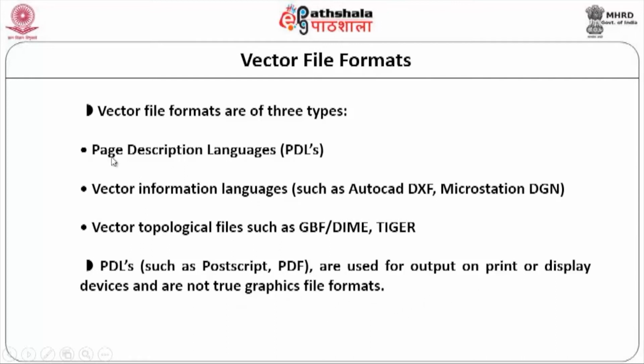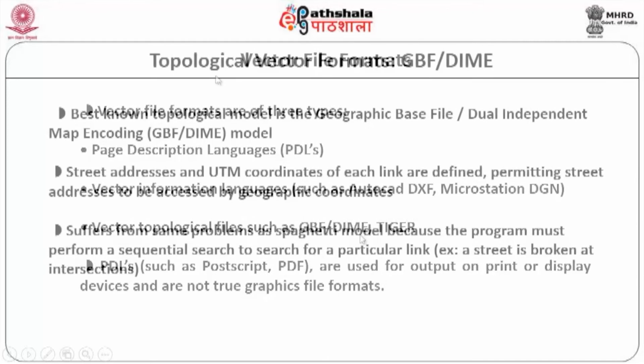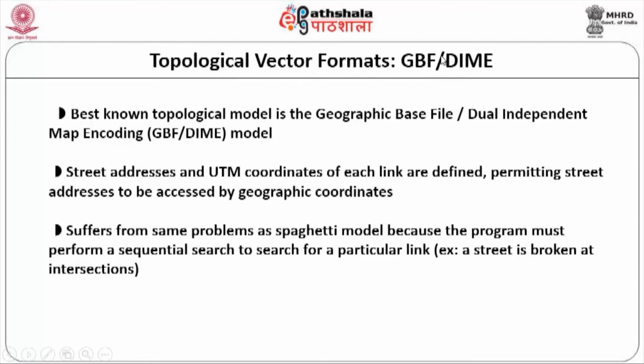So this one is your outputting as a PDF file. This is for non-earth coordinate system vector files, and these are the vector files which are used in GIS: GBF, DIME. Now coming back to your topological vector formats, GBF or DIME. The best known one is the Geographic Base File or GBF, the Dual Independent Map Encoding model. That's what is a DIME model, the GBF DIME model.